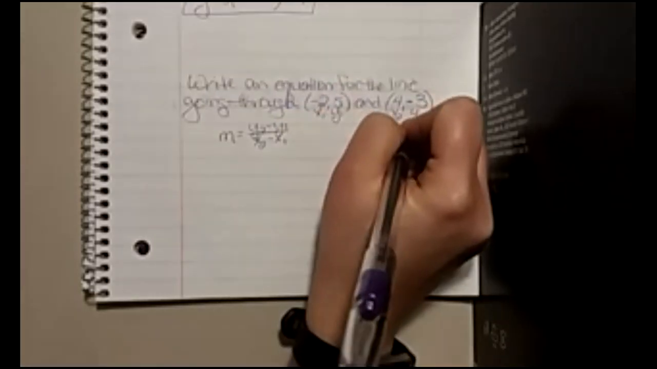I can label one of these points x1, y1, and I can label the other one x2, y2. Remember from previous videos, it doesn't matter which way you decide to label them as long as you're consistent. So if I do my substitution, this is going to be -3 minus 5 over 4 minus -2.